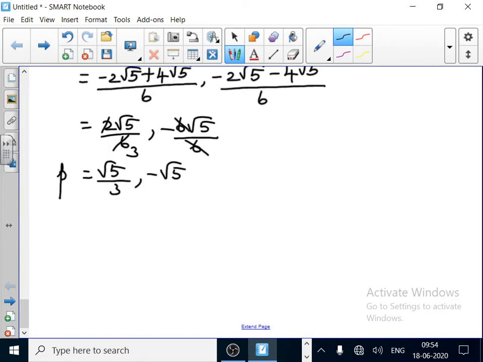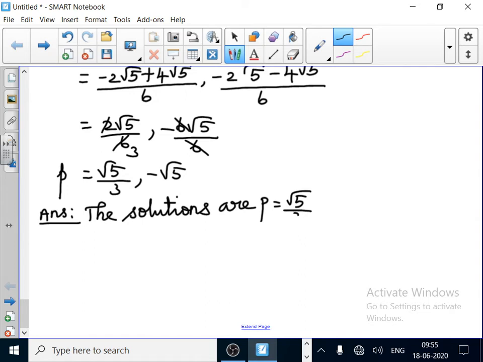So the answer, the solutions are: here no condition is given for the variable p. So solutions are p equal to root 5 by 3 and p equal to minus root 5.